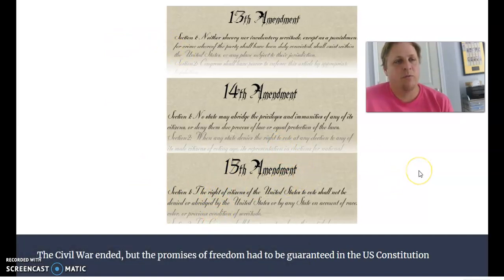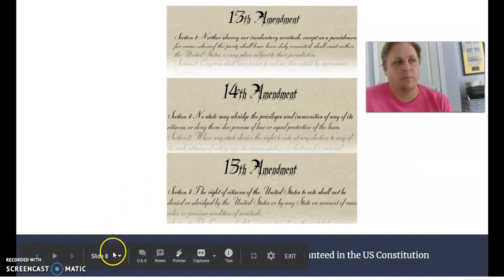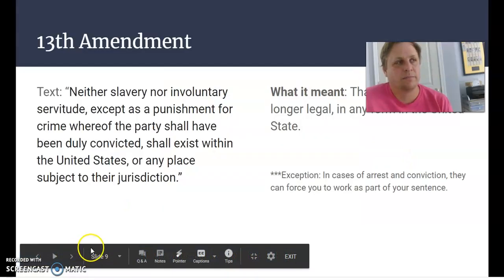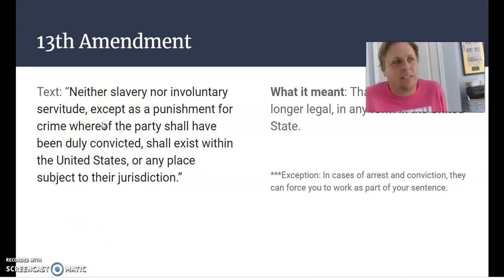So even though we were free and slavery was over, the promises now had to be guaranteed in the Constitution, so the Supreme Court could now be forced to enforce them. That leads to the 13th Amendment, which states neither slavery nor involuntary servitude, except as punishment for crime, where the party shall have been duly convicted, shall exist within the United States. So basically, slavery is illegal in the United States.